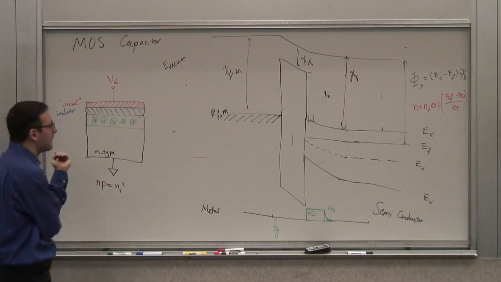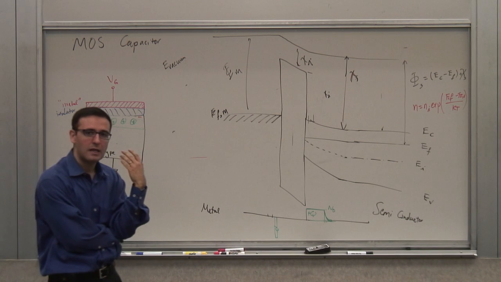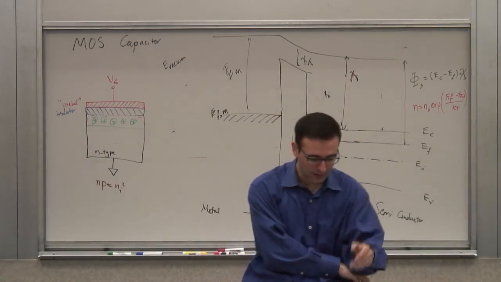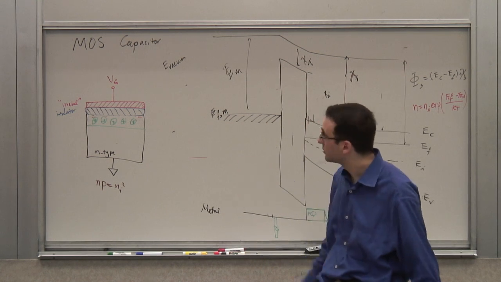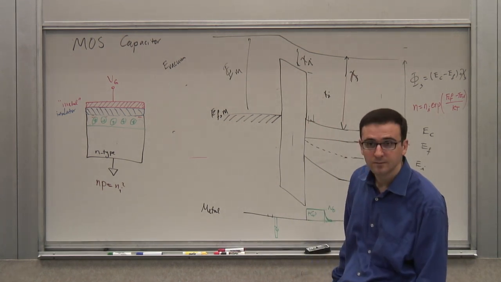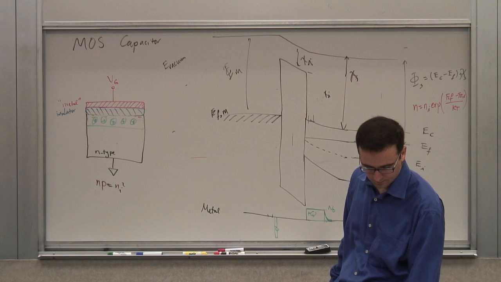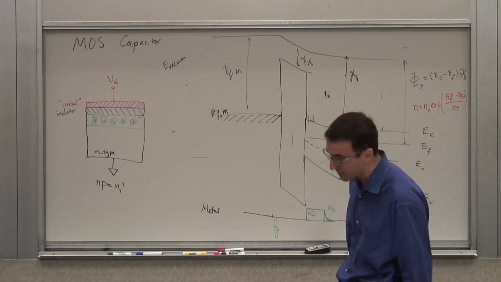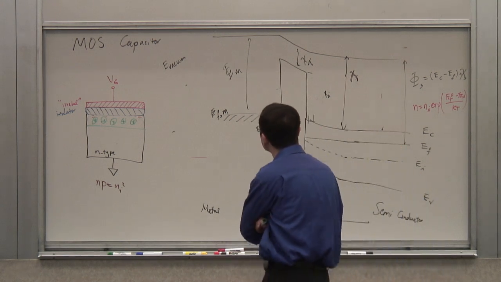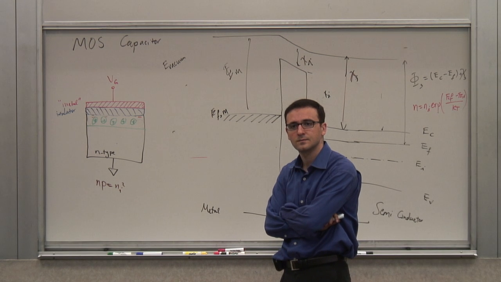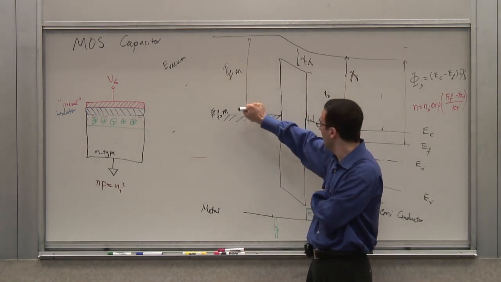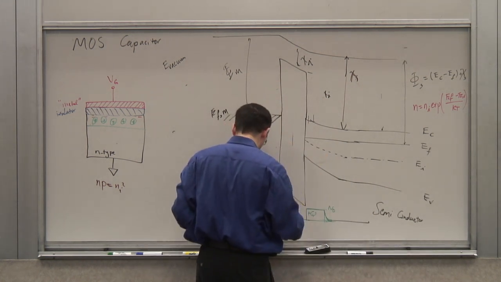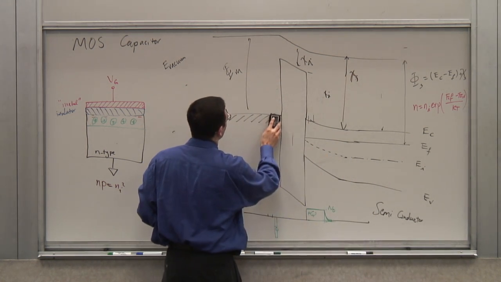Now, what happens if I apply an even larger negative, well, more negative potential to the gate? What happens? I just have to push this up higher, right? So when I push this higher, let's see what happens with the energy diagram. So I push this higher.